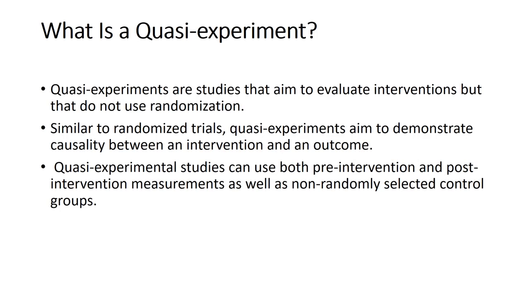What is quasi-experiments? Quasi-experiments are studies that aim to evaluate interventions but that don't use randomization, as we said, which makes them weak. Similar to randomized trials, quasi-experiments aim to demonstrate causality between an intervention and an outcome. So the target is higher. We want to see that because of the intervention, we see improvement, and so on. Quasi-experiment studies can use both pre-intervention and post-intervention measurement, as well as non-randomly selected control groups. We will see different designs in the following sections.